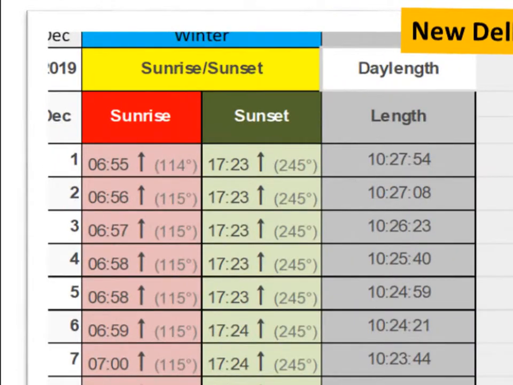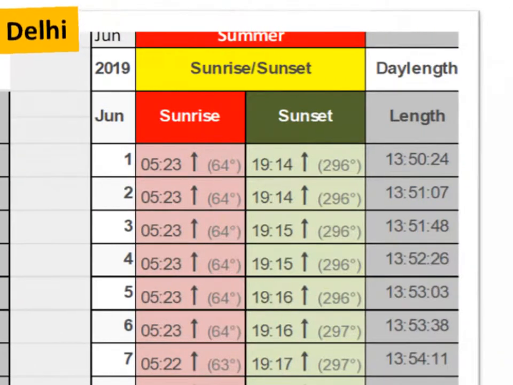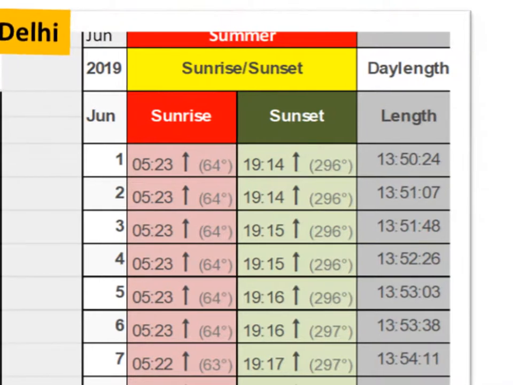In winter, the sunrise is at 6:55 and sunset is at 17:23, and the day length is 10 hours 27 minutes. Now let us come to summer, which is in June. The sunrise is at 5:23 and the sunset is at 19:14, and the day length is 13 hours 50 minutes.